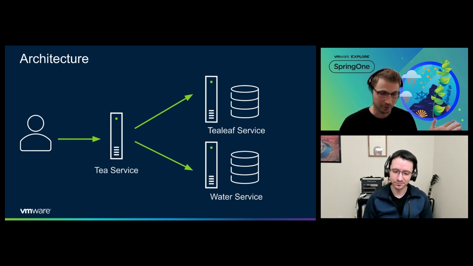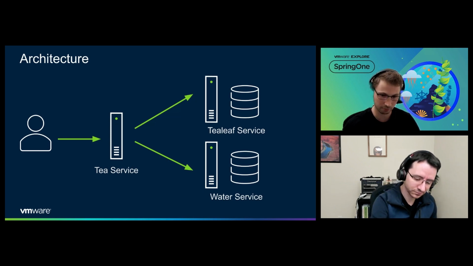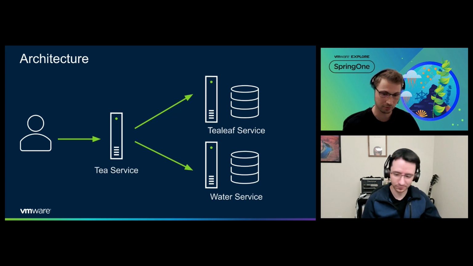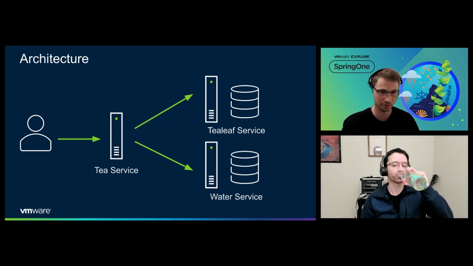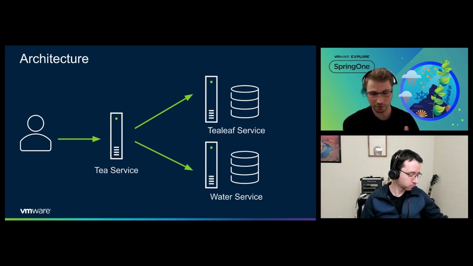But yeah, so this is just to give you an overview of the architecture of the demo. It's three Spring Boot applications on the latest Spring Boot 3, whose latest major version was released last year. So we've got a tea service, a tea leaf service, and a water service. The tea service is calling these other two services, and your end users are the ones interacting with the tea service via a UI.